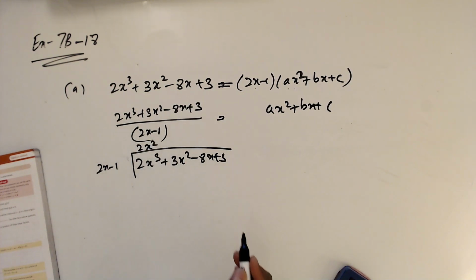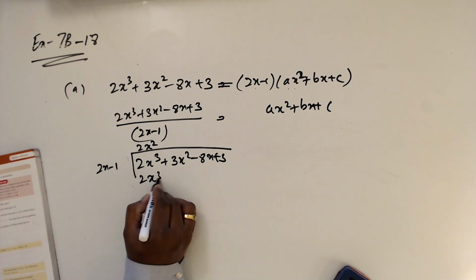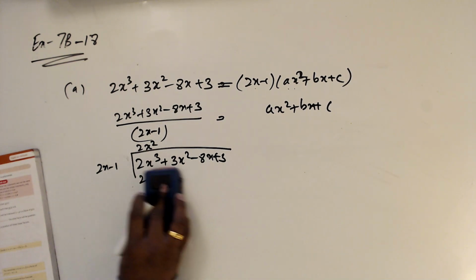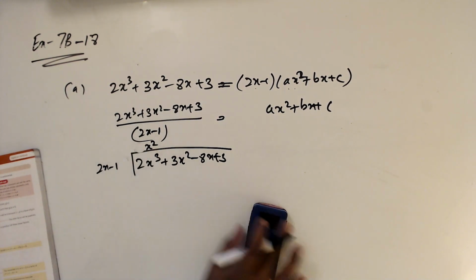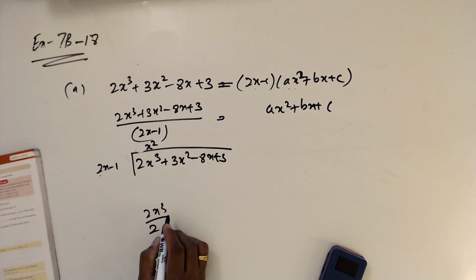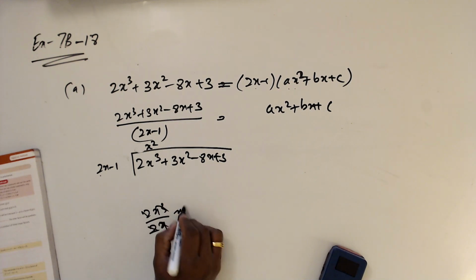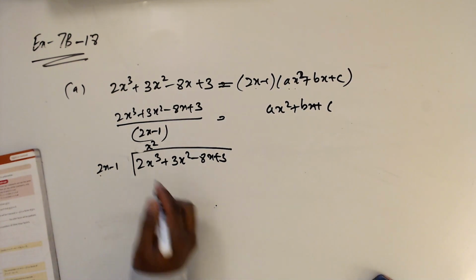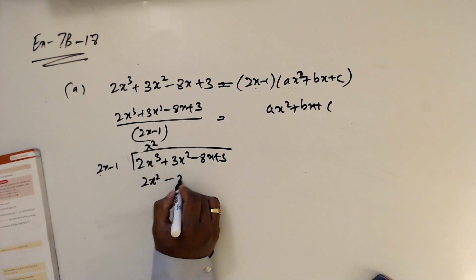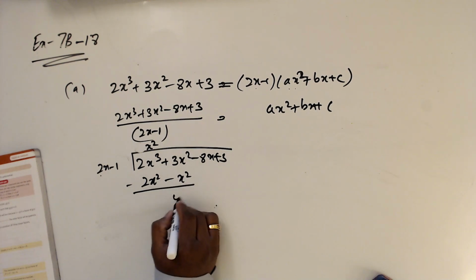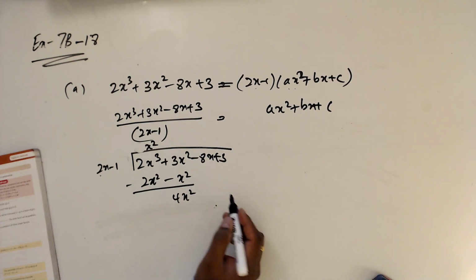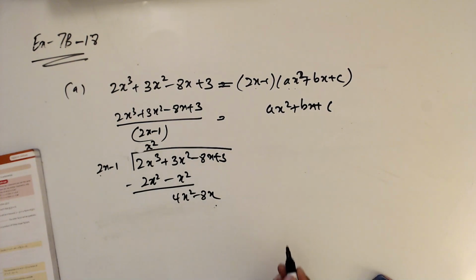This is 2x square, this is 2x cubed, sorry, this is wrong. It can't be 2, because how many 2x go into 2x cubed? x square. So this becomes 2x square, and this becomes minus x square. We want to subtract this one. This becomes 4x square: 3 minus minus 1 is 4. Bring this one down, minus 8x.